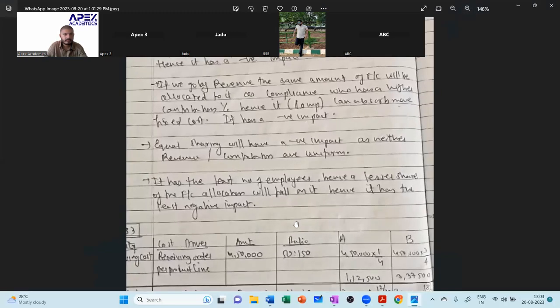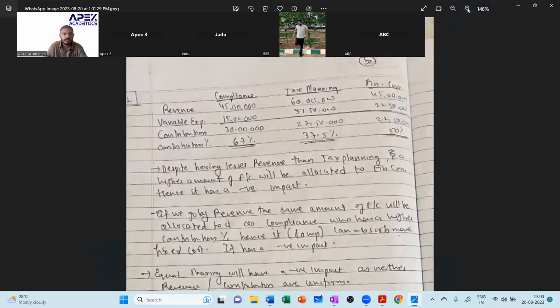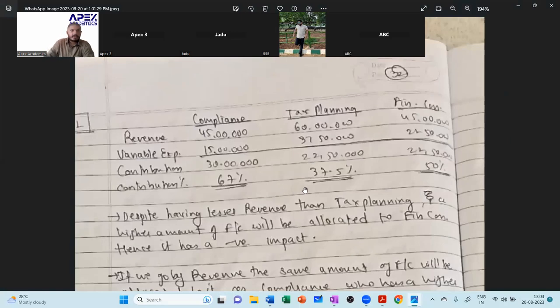See here. We have got the revenue. You can see it on your screens. You have got the revenues. You have subtracted the variable expenses. What are you left with? The contributions. Contribution percentage is contribution upon sales into 100. This is nothing but PV ratio: 67%, 37.5%, and 50%. Now please pay attention.